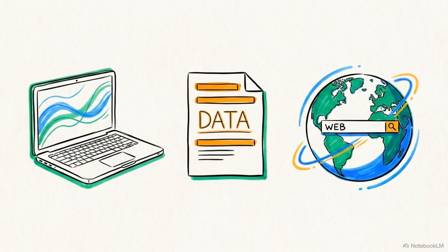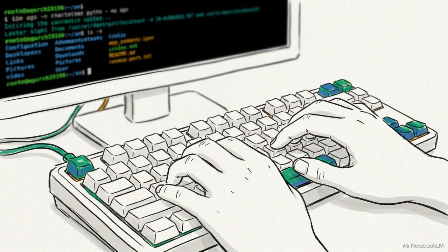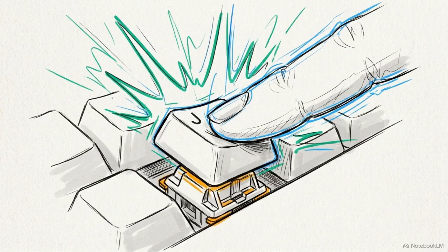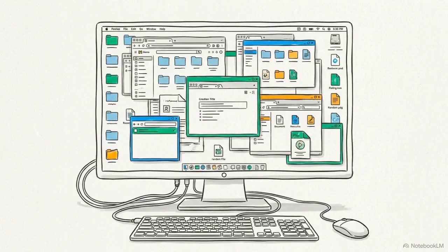To follow along, you need a standard Windows PC, a word processor like Microsoft Word, and a web browser. That is it. Operating without a mouse forces you to rely on direct system calls. This eliminates the travel time of your hand moving to a peripheral, allowing you to trigger actions at the speed of a keystroke. We begin with a blank slate.